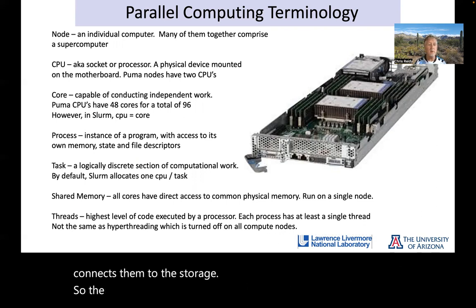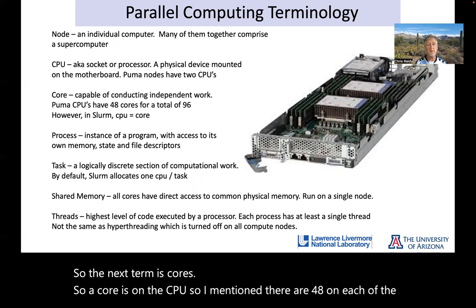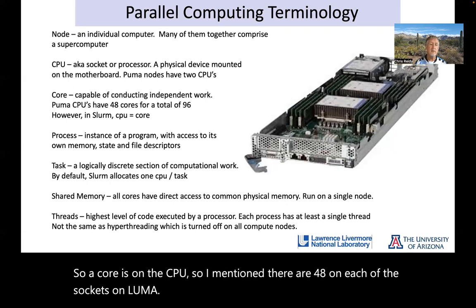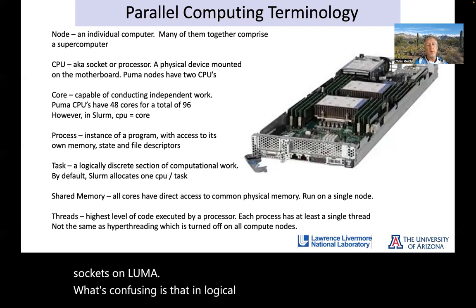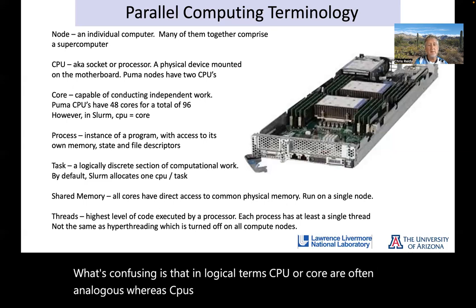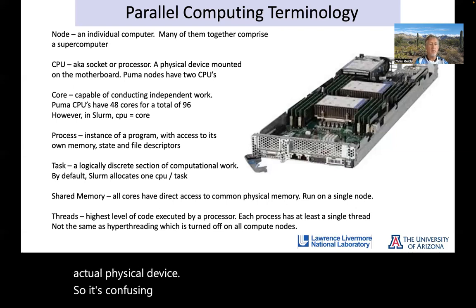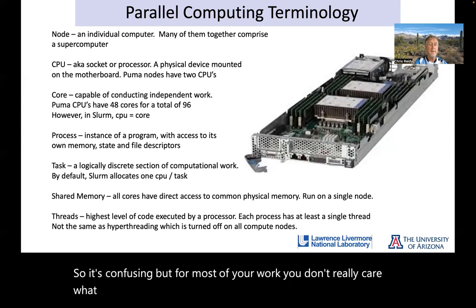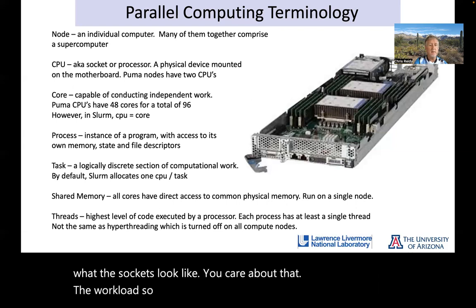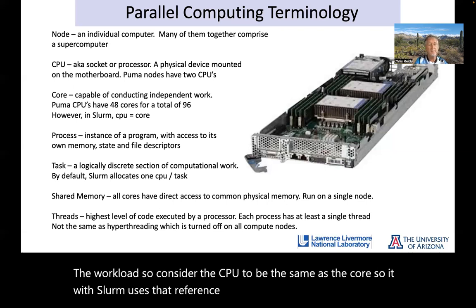So the next term is cores. So a core is on the CPU. So I mentioned there are 48 on each of the sockets on Puma. What's confusing is that in logical terms, CPU and core are often analogous, whereas CPU is, in physical terms, tends to represent the actual physical device. So it's confusing, but for most of your work, you don't really care what the sockets look like. You care about the workload. So consider the CPU to be the same as a core. So with Slurm, uses that reference. CPU is the same as a core.